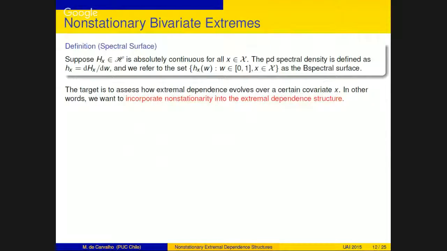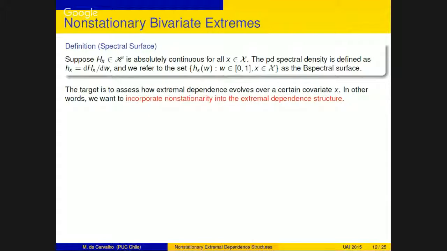So what's the idea? What's our first concept here? Our first concept reads as follows. Now suppose H of x is absolutely continuous for all x in 𝒳, this set here used to represent the predictor space.